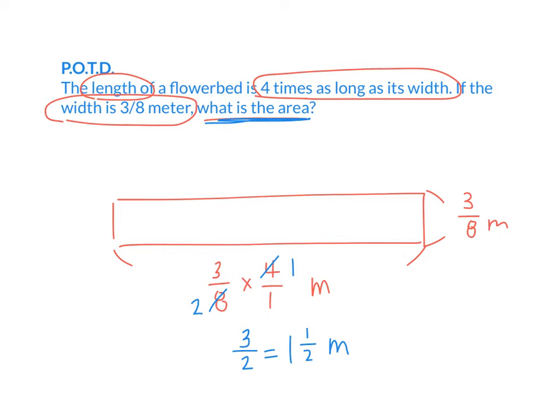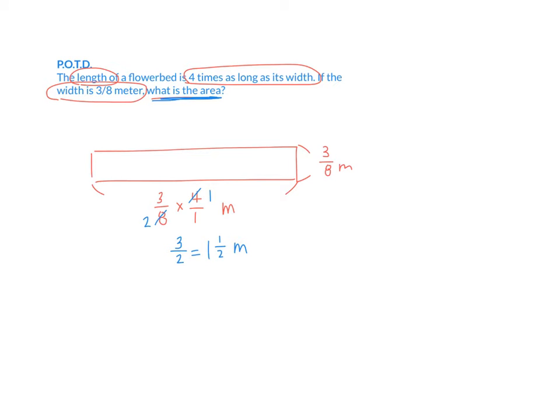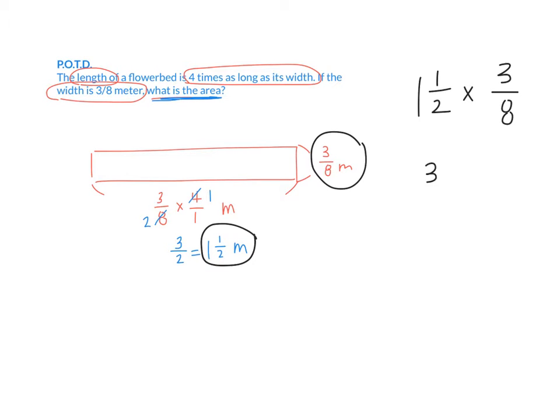Now, it's asking us to find the area, so how do I find the area? I can multiply the length times the width. The length times the width. So it would be 1.5 times 3/8. Now, remember, there are 2 different ways we can multiply mixed numbers. What's one way? Using improper fractions. Let's do that first. 1.5 is the same as 3/2 times 3/8. Now I can multiply. What's 3 times 3? 9. What's 2 times 8? 16. So the answer is 9/16.